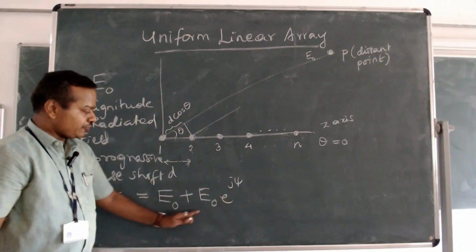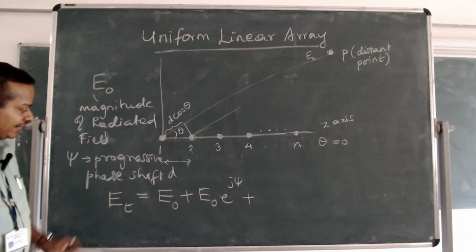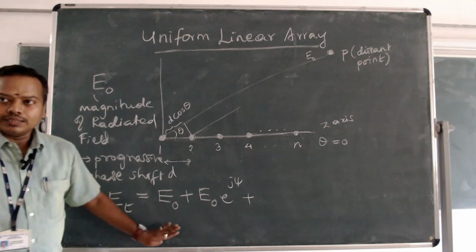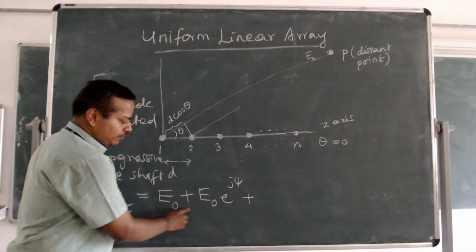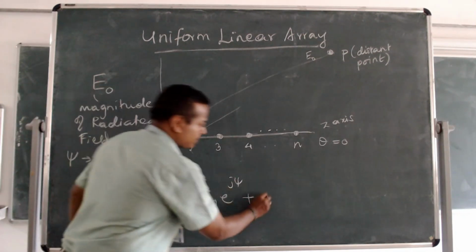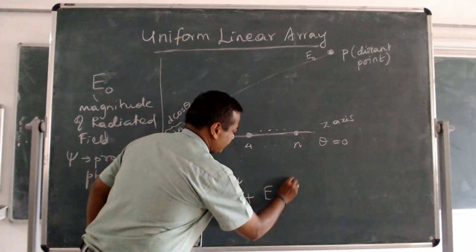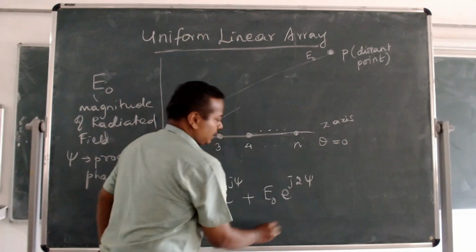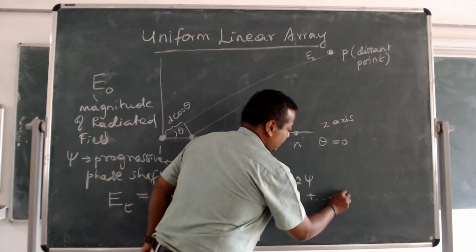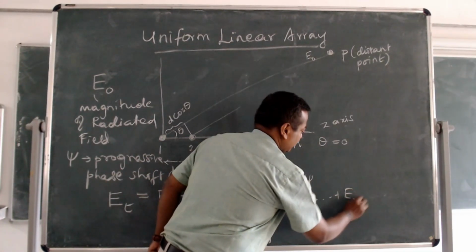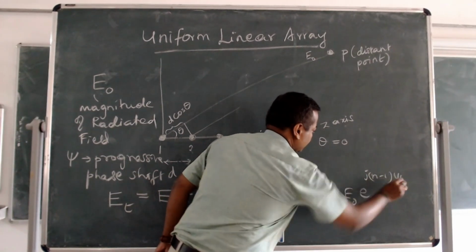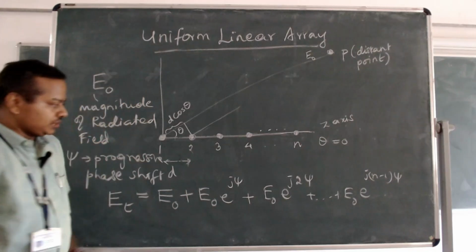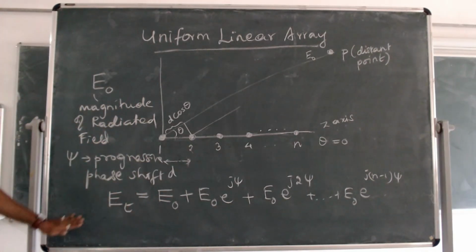Okay, so this is the total field created by the uniform linear array antenna array. We can write E naught plus E naught into e power j psi plus E naught into e power j 2 psi. Likewise, it goes on up to plus E naught into e power j (n minus 1) psi. So this is the total field created by the uniform linear array, right?